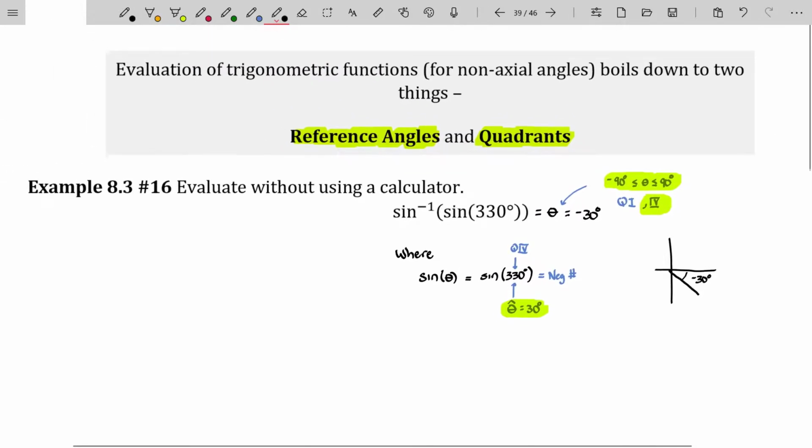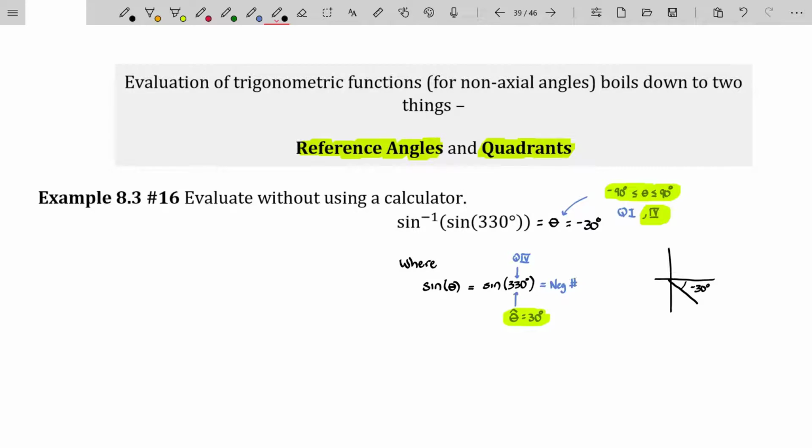And this is such a hard topic for students that one example is not going to do.